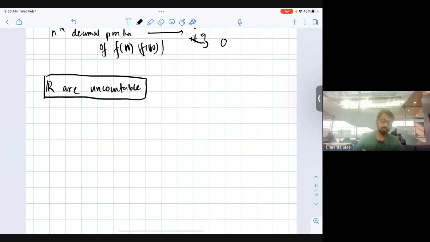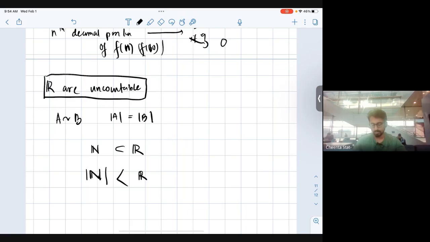Now you can use mapping from real numbers to other numbers to prove whether a set is uncountable or not, because if A is bijective to B, then the size of set A is equal to the size of set B. Now you can see that both natural numbers and real numbers are sets, and the natural numbers are a proper subset of the real numbers. But the size of this is less than the size of this. You can see that, right? The size of this subset is less than the size of this.